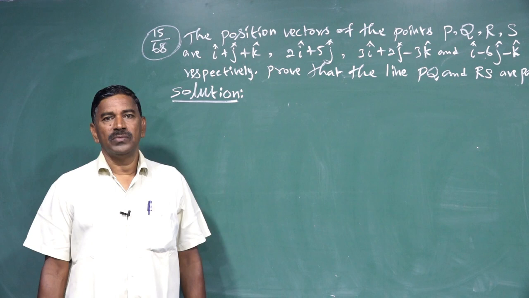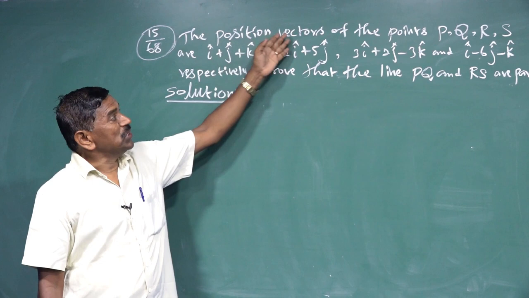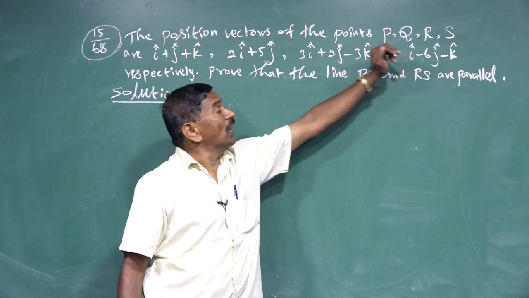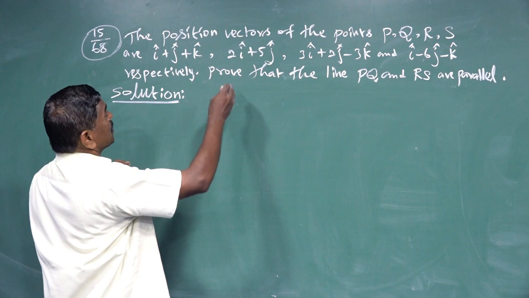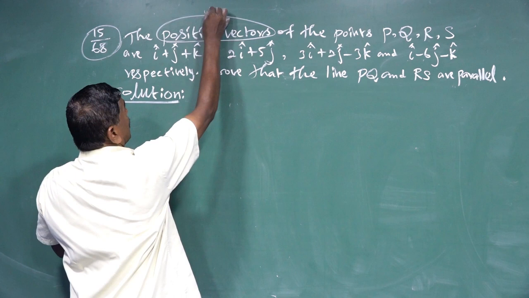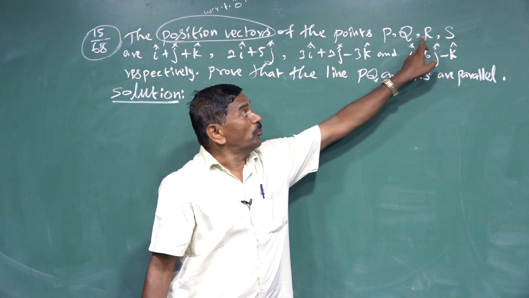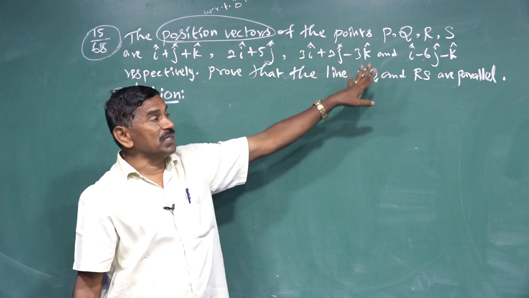Children, listen. Now, 15th question from exercise 8.2. The position vectors of the points P, Q, R, S are given. There are four points and four position vectors given. Here, position vectors means with respect to origin O. That is important. The position vectors of the four points are four vectors given, with respect to origin O.